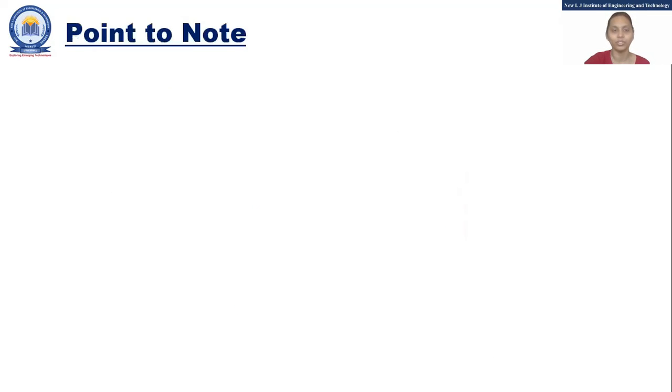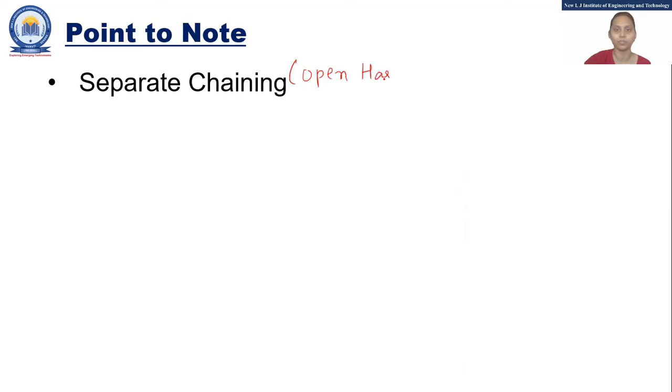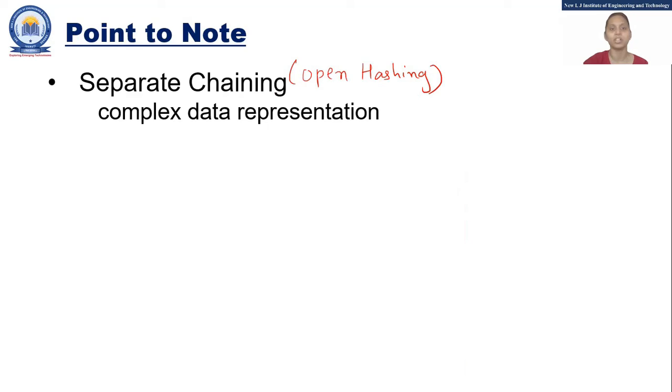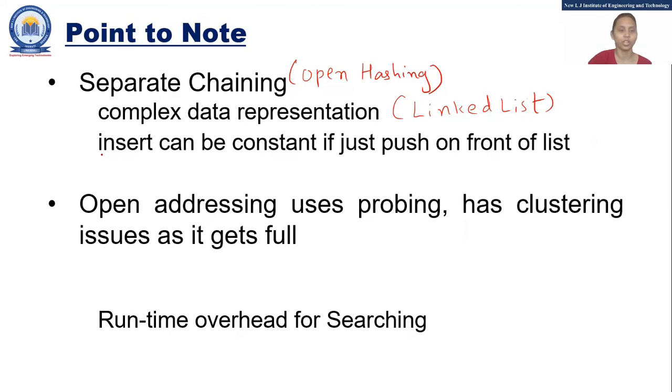Fine. Let's go with the key points. Whenever I'm using separate chaining, it is also known as what? Open hashing. It is also known as open hashing. And open hashing has what problem? It is a complex data representation. Why? Because we are using a linked list here. Okay. So here we can face extra data representation complexities. Insertion has constant time complexity, but for searching it would not be constant. So it is not a good option where you want to search in constant time complexity. It is not possible in your chaining mechanism.